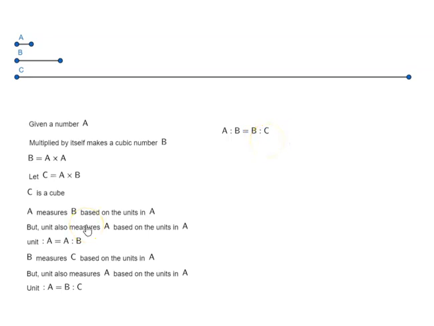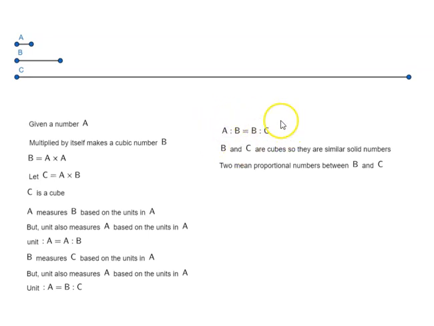Here B and C are cubes. B is a cubic number and C is a cube. So since here B and C are cubes, that means they are similar solid numbers. And since they are similar solid numbers, we know that two mean proportional numbers between B and C exist. And because of this proportion, A is to B equal to B is to C, we can say two mean proportional numbers between A and B also exist.